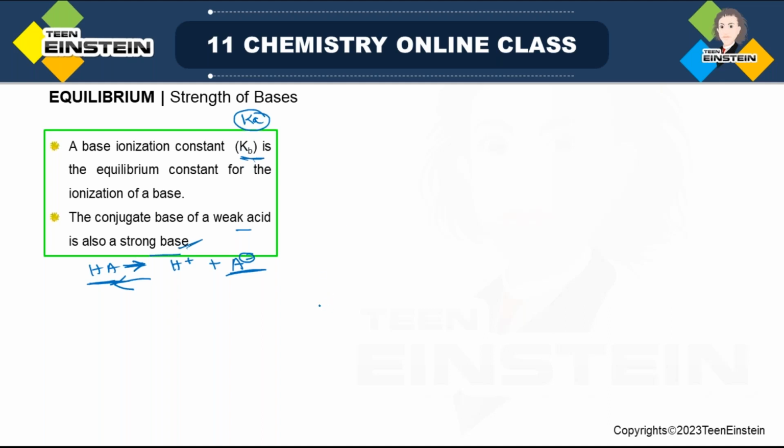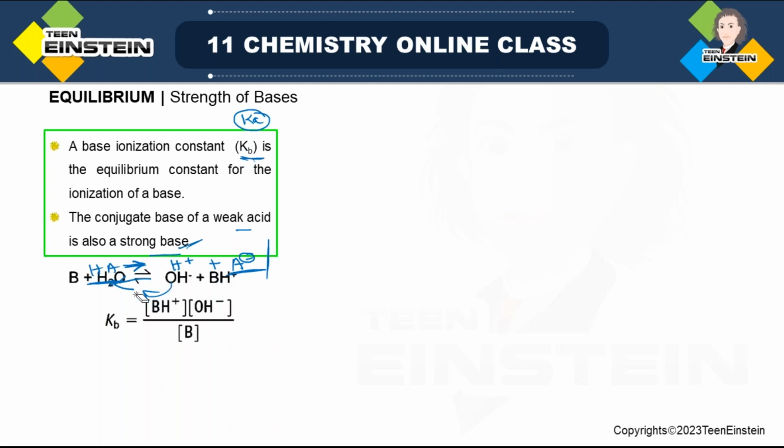So how is it possible? Because A minus is a very strong base, because HA is weak. So A minus has to be strong. Strong means it will easily capture H plus and it will try to remain in the undissociated form. So A minus is not very stable. It is reactive. Reactive means it is strong.